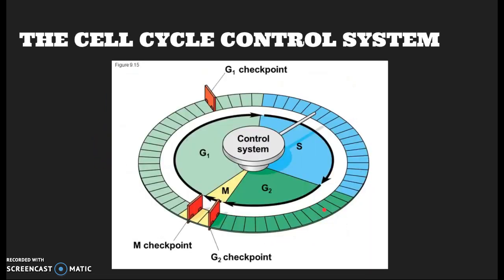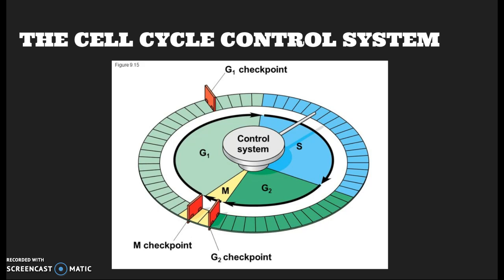Okay, so the cell cycle control system. So how does the cell know when to move on to the next phase? Well, the cell cycle is directed by internal controls or checkpoints, and these checkpoints have to make sure that the cell meets all of the necessary requirements before they can give the go signal for cell division.